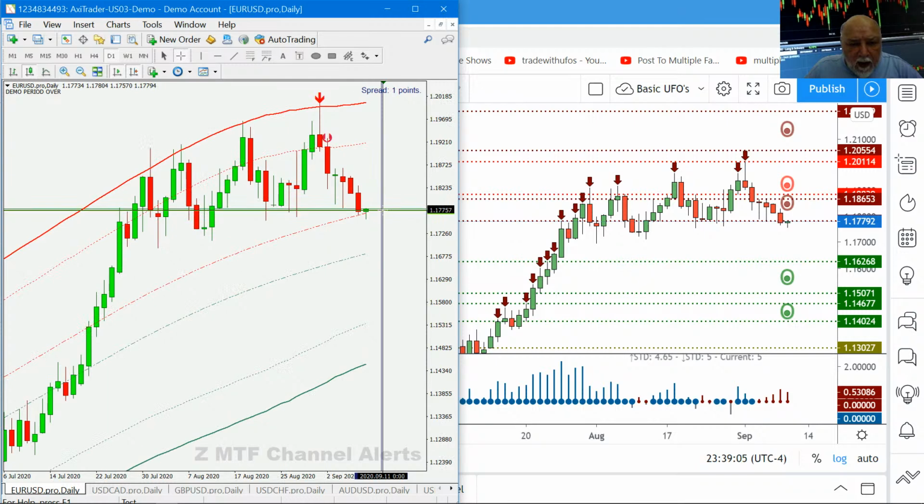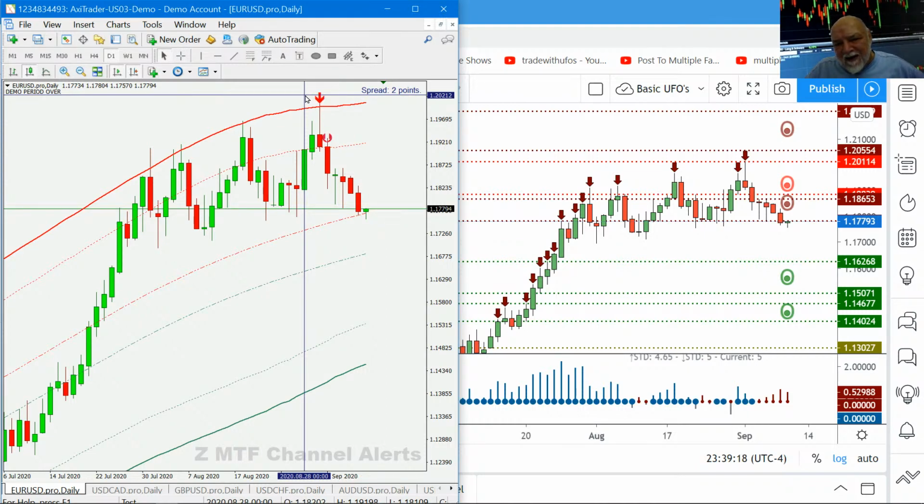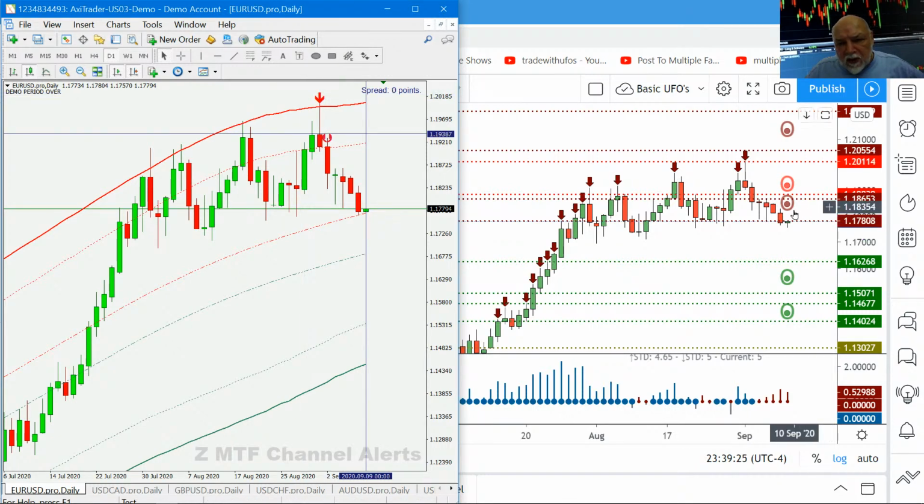Let me go ahead and see. We'd be looking at a 250 pip stop to make 75. Not a very good risk reward ratio, okay? Although it's a highly probable trade, but not a good risk reward ratio.